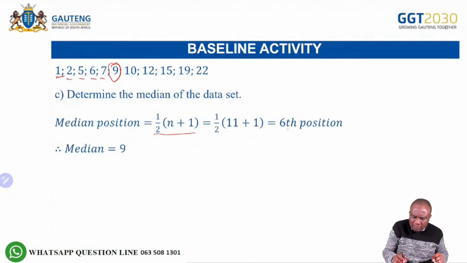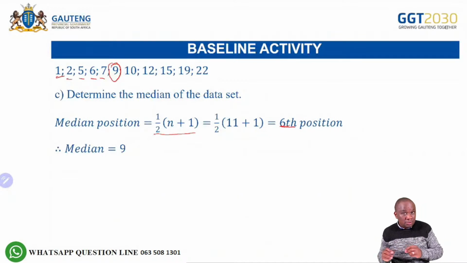Please remember, this formula gives you the median position, not the median. I've seen this a lot as a common mistake, so that's why I'm emphasizing it. The formula does not give you the median, but gives you the median position. And then after getting the position, you must go back to your data set, which is arranged, and then get your median. Okay, right.